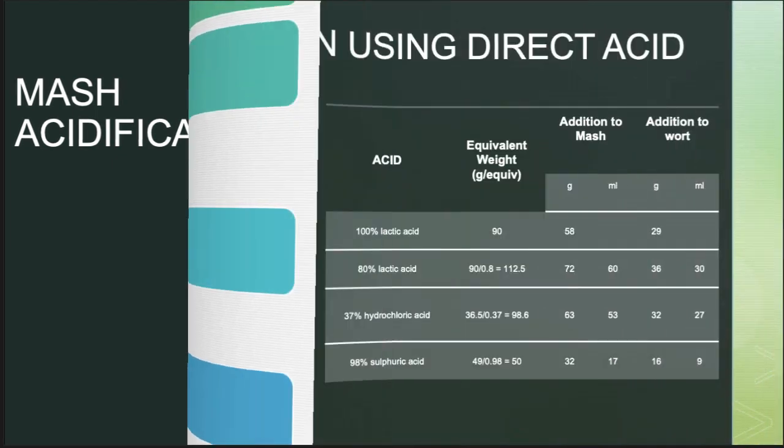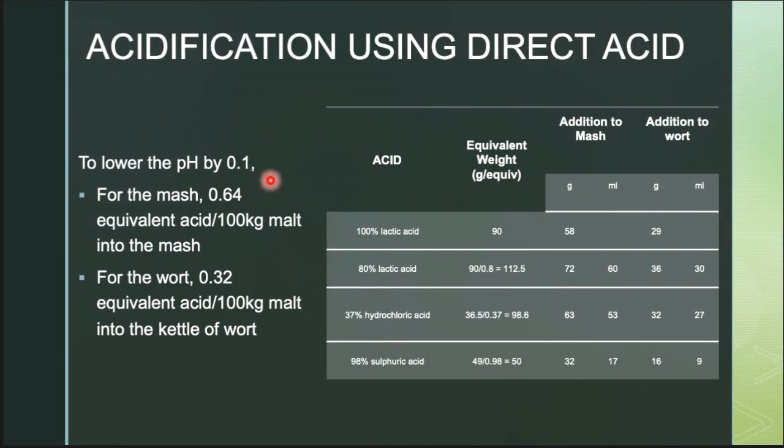To lower the pH of mass by 0.1 unit, 0.64 equivalent acid is used for 100 kg of malt. Similarly, to reduce the pH of wort by 0.1 unit, 0.32 equivalent acid is used for 100 kg of malt in the wort kettle. Equivalent weights of the acids are provided by the commercial manufacturer. For hydrochloric acid, it's 36.5. For sulfuric acid, it's 49. For lactic acid, it's 90, and for phosphoric acid, it's 32.7 g per equivalent.